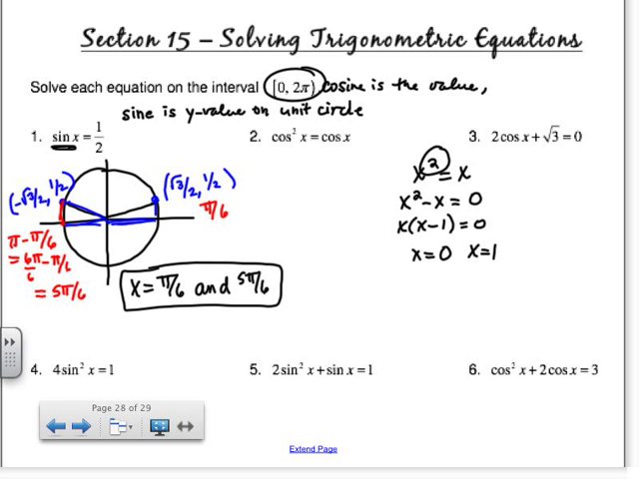Same thing in this case in number 2. So we don't want to lose that solution, so I'm going to pull over my cosine of x, and I'm going to factor.